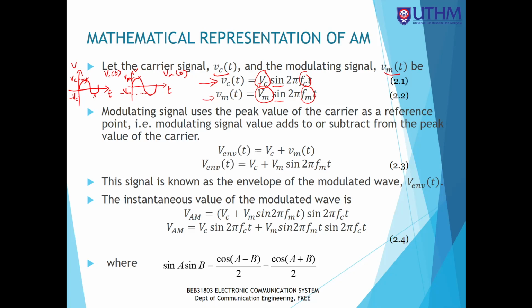And then what? Modulating signal uses the peak value of the carrier as a reference point. Modulating signal value adds or subtracts from the peak value of the carrier. So that means this process of modulation will add and subtract the amplitude of the carrier in accordance with the input variation. So the amplitude of the carrier changes up and down in accordance with the amplitude variation of the input.